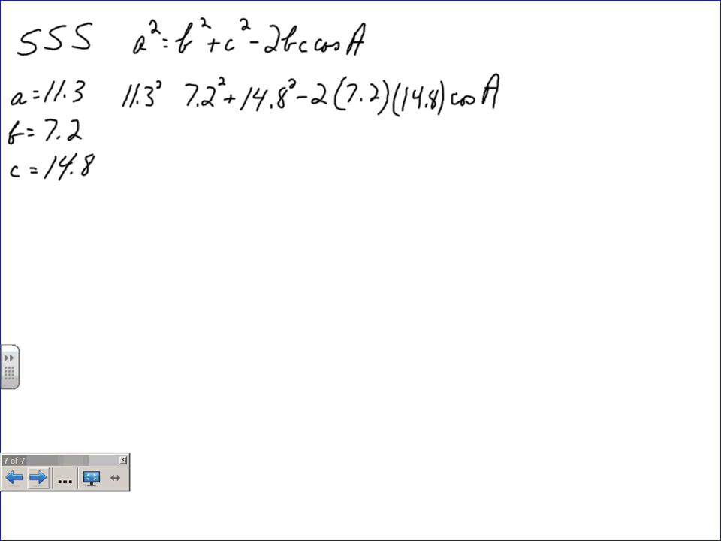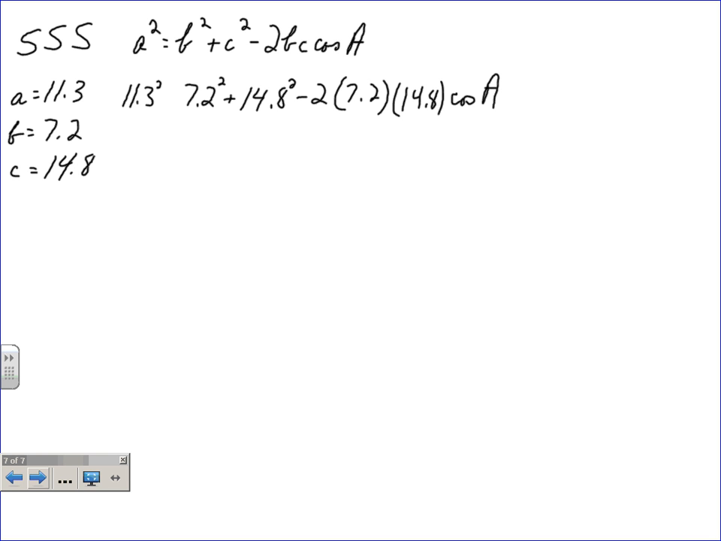There are different forms, you understand, using different letters. And if I wanted to find angle B first, that formula would look like b squared is equal to a squared plus c squared minus 2ac cosine of b. So it depends what angle you want to find. I chose to find angle A.